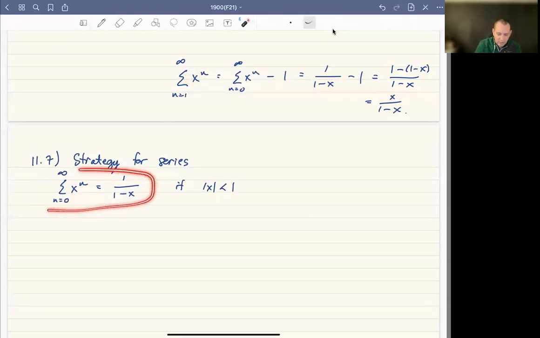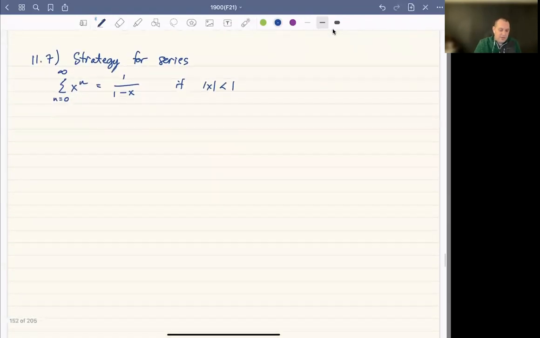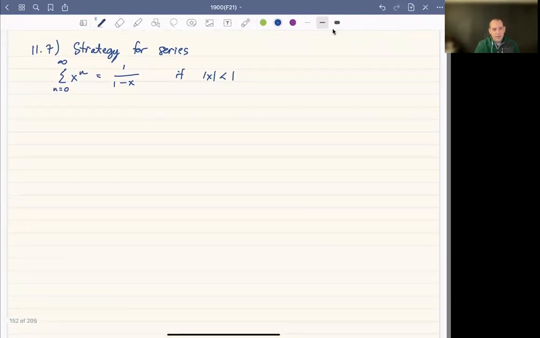Everything comes down to knowing this formula, which is valid if the absolute value of x is less than 1. So I think this is an easier way to go for geometric series. But that's everything that you need to know about geometric series. We know when they converge, and we know what they converge to, okay, which is more than we know for most series. So that's geometric series.